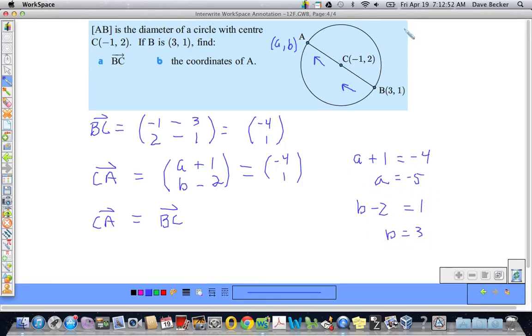So therefore, point A has coordinates -5 and 3. And if you look at these coordinates, that makes sense. We know that our answer is reasonable.